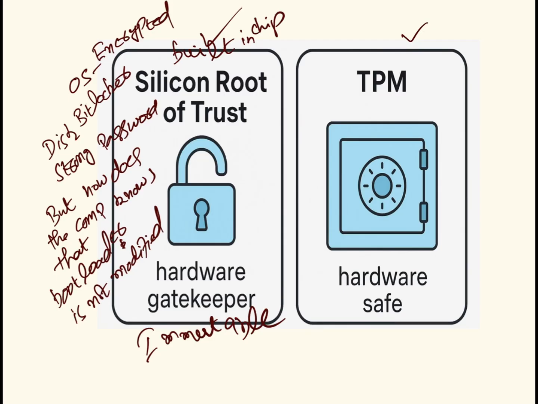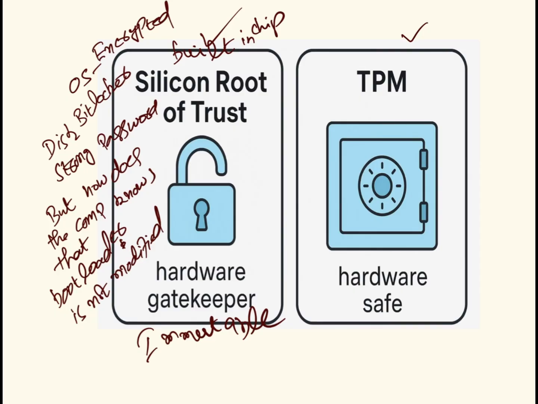Why are software roots of trust weaker? Because they can be modified. Therefore, hardware based trust is preferable.